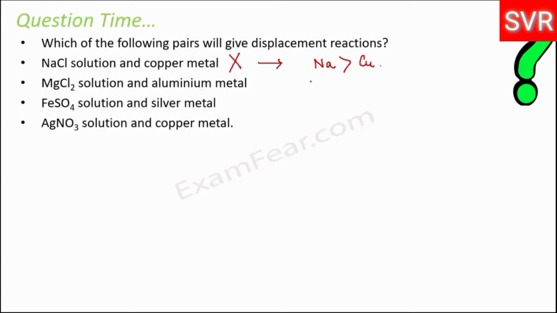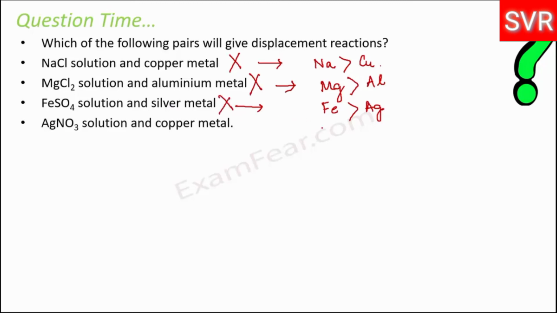MgCl2 and aluminium. So magnesium and aluminium. Which is more reactive out of these two? Magnesium is more reactive than aluminium, and therefore aluminium will not be able to kick out magnesium from its solution. So here also displacement will not take place. FeSO4 and silver. Basically out of iron and silver, which is more reactive? Obviously iron, and therefore again silver will not be able to kick out iron from FeSO4.